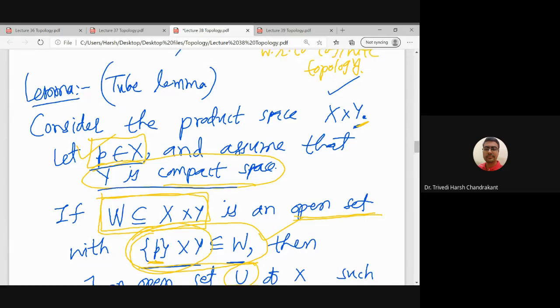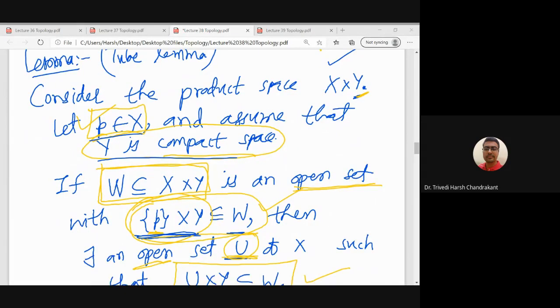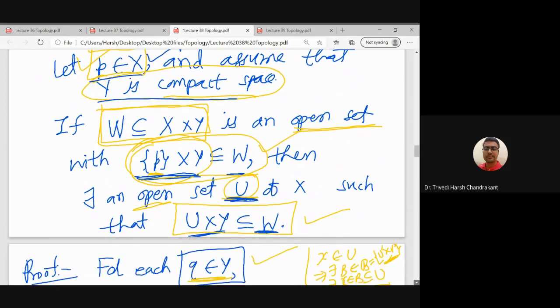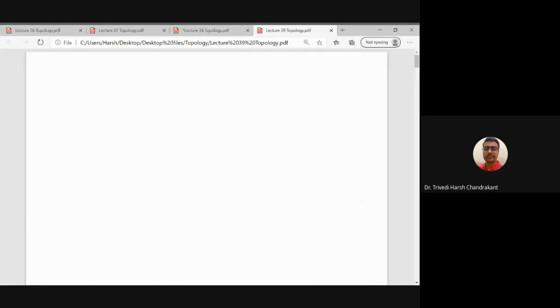If W is an open subset of X cross Y which contains the set singleton P cross Y, then we can find an open set U of X, containing P, so that U cross Y is a subset of W. So whatever open set W is given which contains singleton P cross Y, I will get an open set U of X such that U cross Y is a subset of W. This is the tube lemma. Using that, we will show that the product space is compact whenever X and Y are compact spaces.